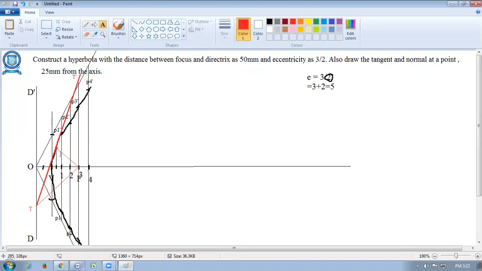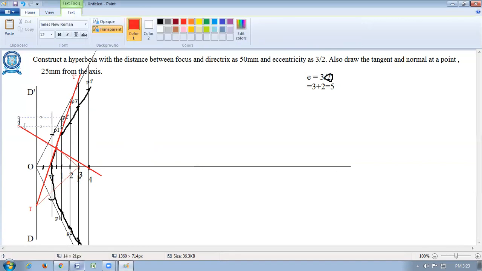Then draw the normal line to this tangent line, which means you have to draw a 90-degree line to the tangent line. Place the protractor at this point and mark a 90-degree line. Okay, it's the normal line.